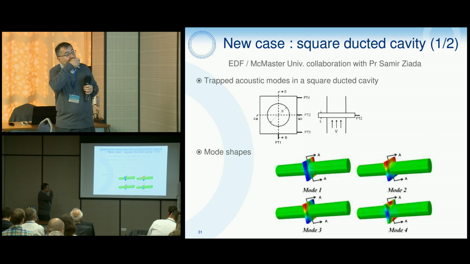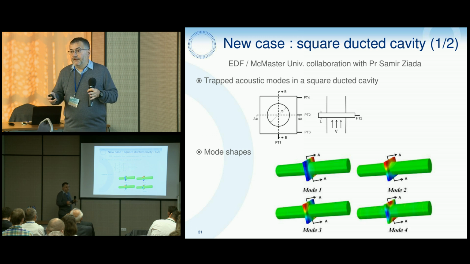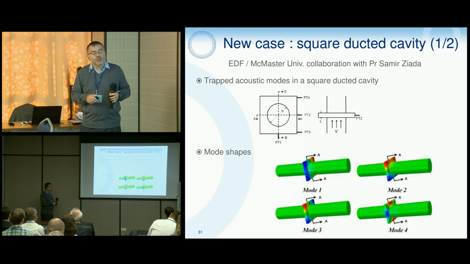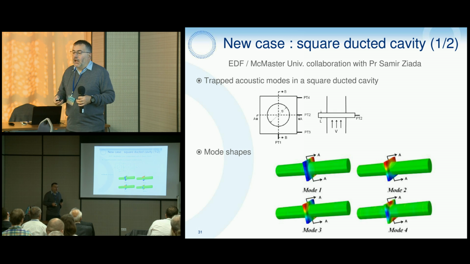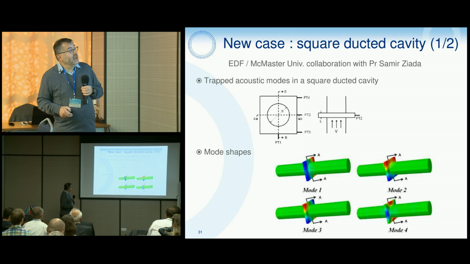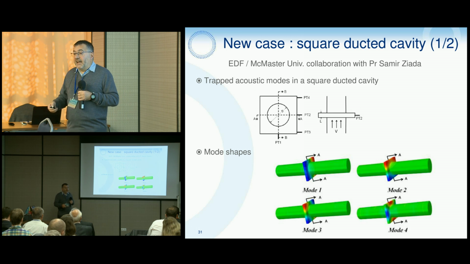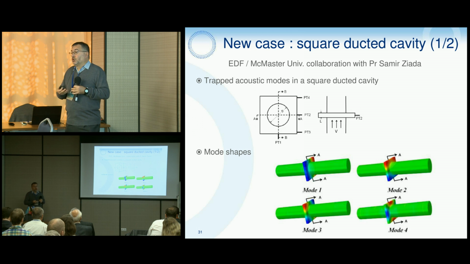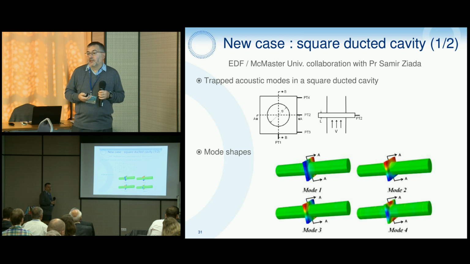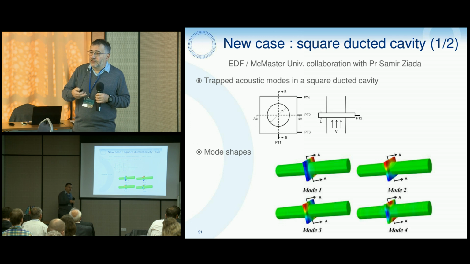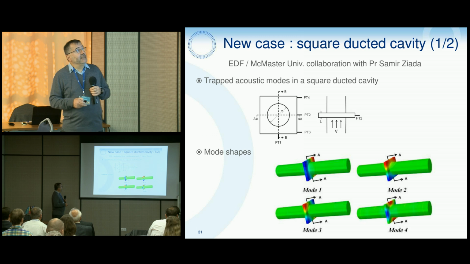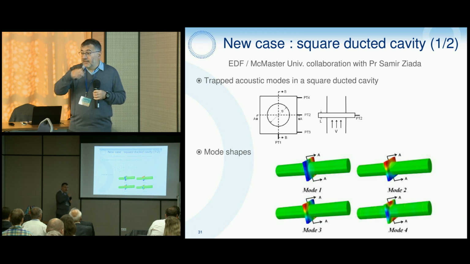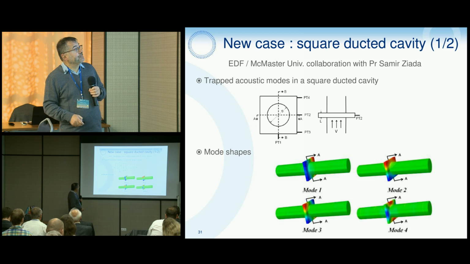So now I'm talking about two new developments we are carrying out. First, we are going to compute a new case. I'm just going to show you, in fact, experimental results. We are just starting building the grid. So, experimental results obtained in collaboration with Professor Samir Ziada from McMaster University in Canada.